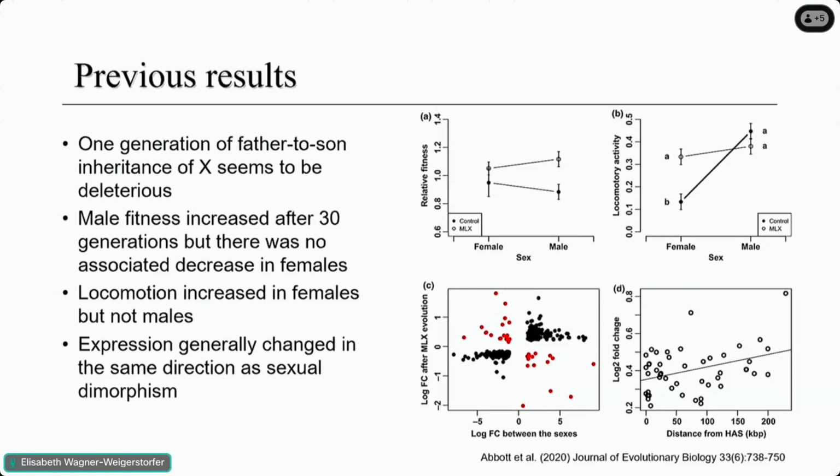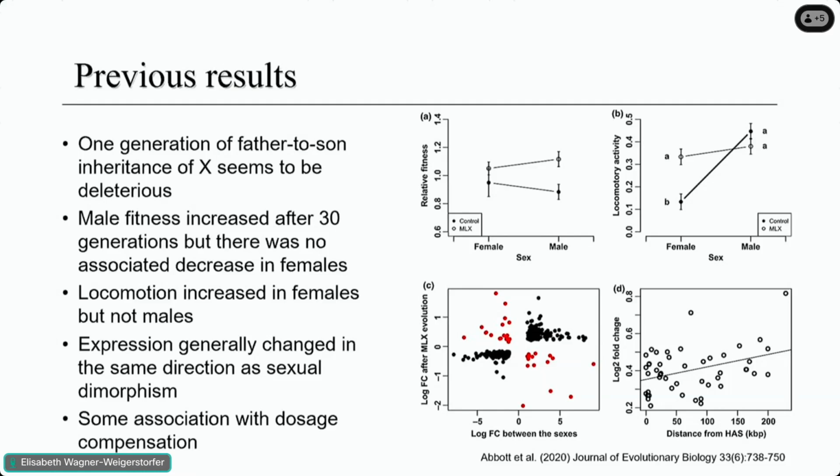So stuff that is male biased was becoming upregulated in MLX, and stuff that was female biased is becoming downregulated in MLX. Of 480 genes or something, 450 of them were going in the same direction. And it seemed like there was some association with dosage compensation, which was, like I said, the motivation for deciding to do this experiment again.